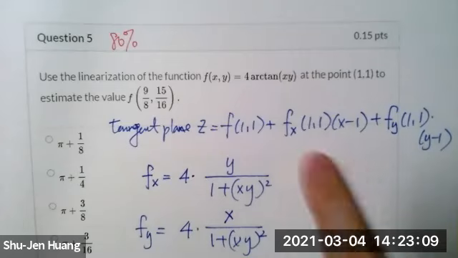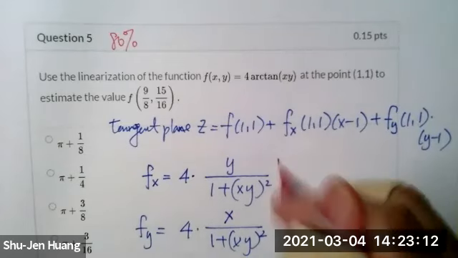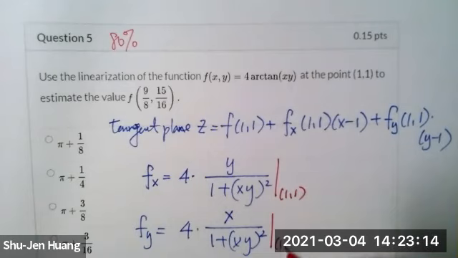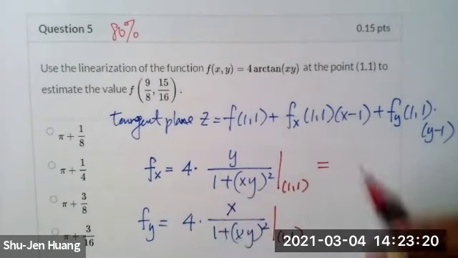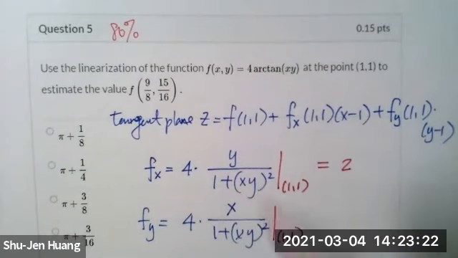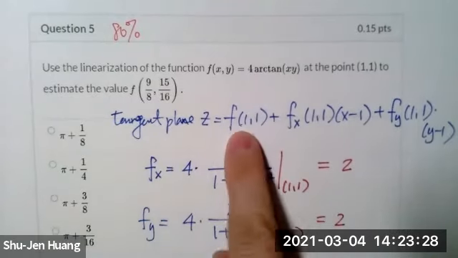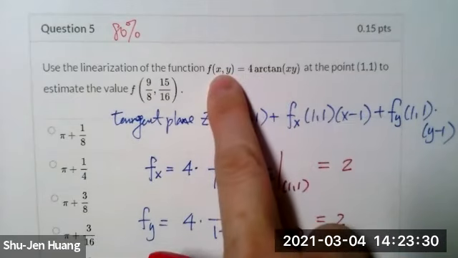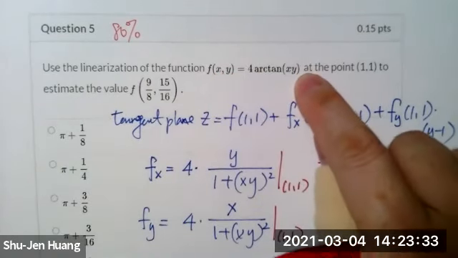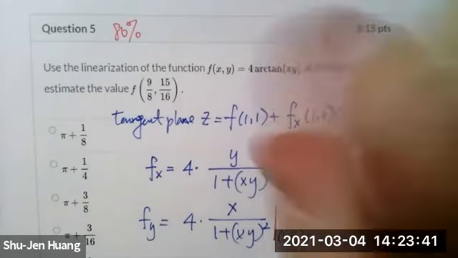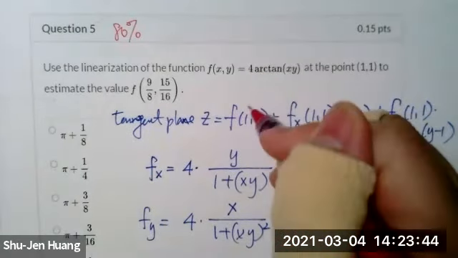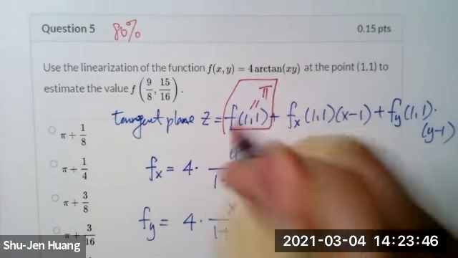Now we're going to evaluate both partial derivatives at 1, 1. Plug in 1, 1 here. So we have 4 divided by 2, which gives us 2. Same thing for the other, 4 divided by 2, so both partial derivatives give us 2. And what's f(1, 1)? When we plug in x equal 1, y equal 1, we have arctangent 1. What's arctangent 1? Pi over 4. Pi over 4 times 4 gives us pi. So f(1, 1) is pi.